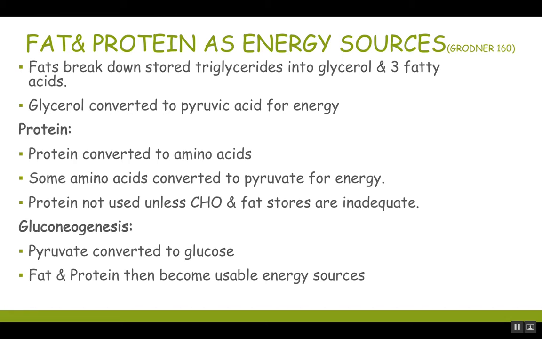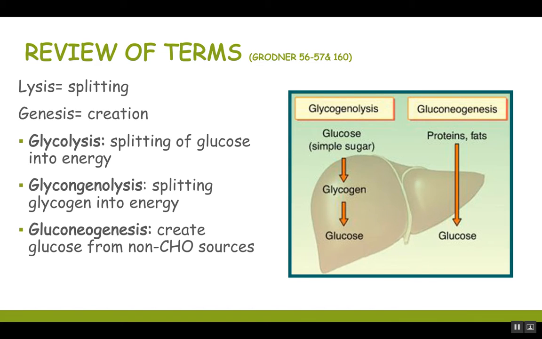So pyruvate is converted to glucose, and then fat and protein become usable as energy sources. There are some terms that will help you understand this process a little bit. If we mention lysis, that means splitting, and genesis is creation. So glycolysis is a splitting of glucose into energy.